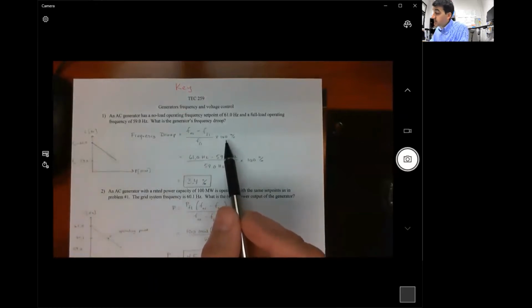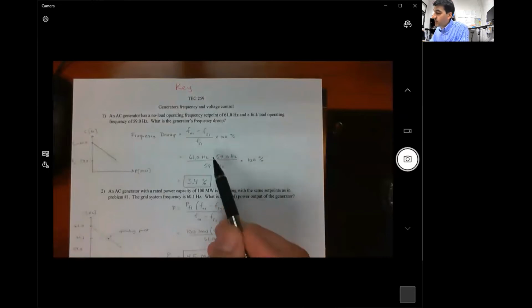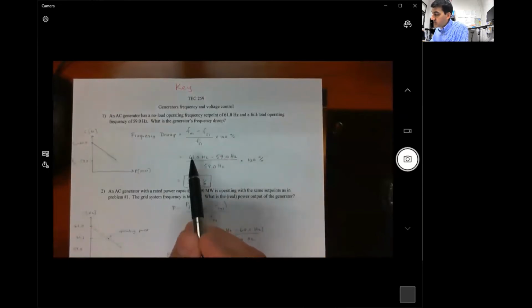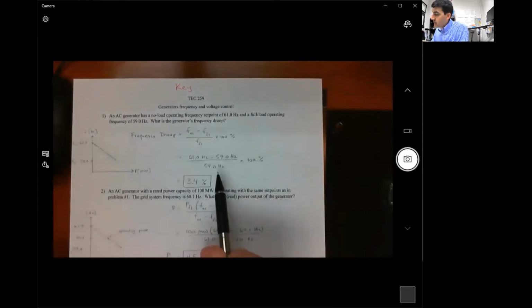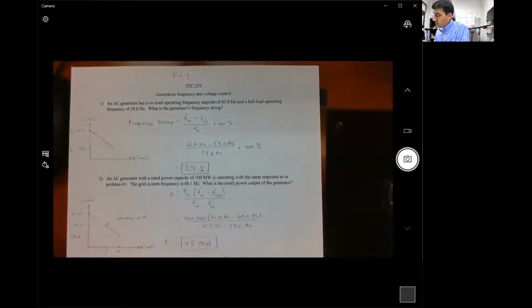So we have all that information. So number one is pretty straightforward. We plug in our no load frequency of 61 hertz, our full load frequency of 59.0 hertz, and we divide by our full load frequency of 59.0 hertz, multiply it times 100%, and we get a frequency droop of 3.4% for number one. So that's good for number one.